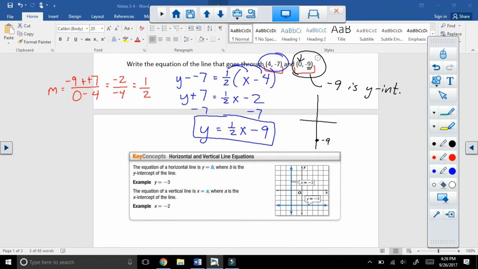Either way, though, you can pick either point and plug it in. Again, I like to plug it into point slope form, and then you can go ahead and solve for y if you need to.